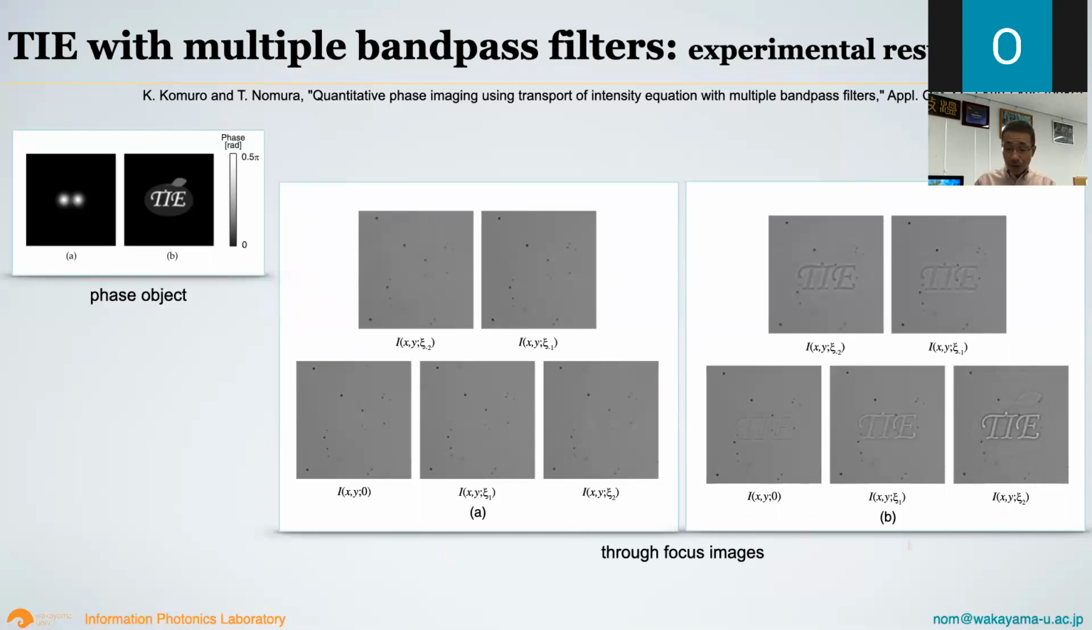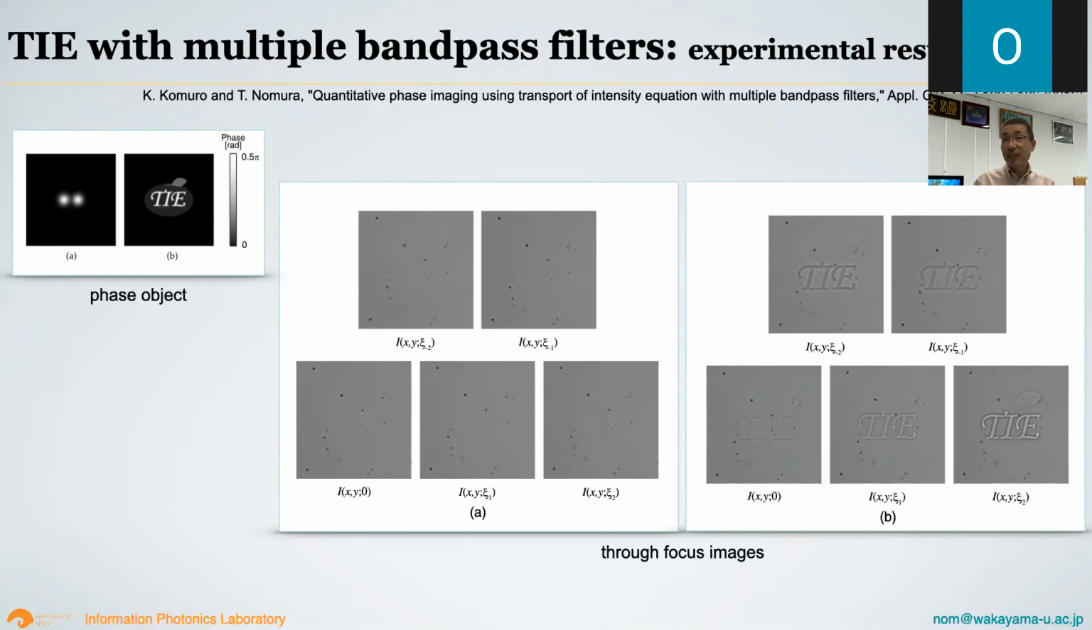Here are through-focus images for object A and object B. It is very difficult to see the difference, but the focus position is different. For object B, you can see some differences. This is the defocus information. For the defocus images, you can see the letters TIE, TIE.